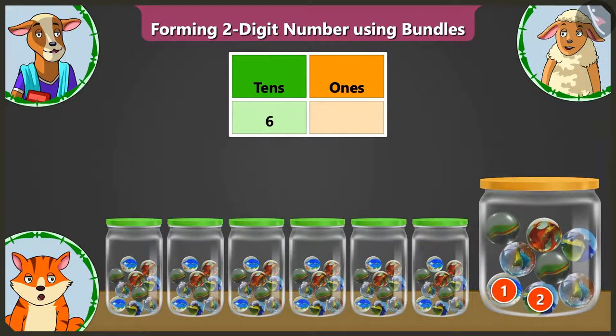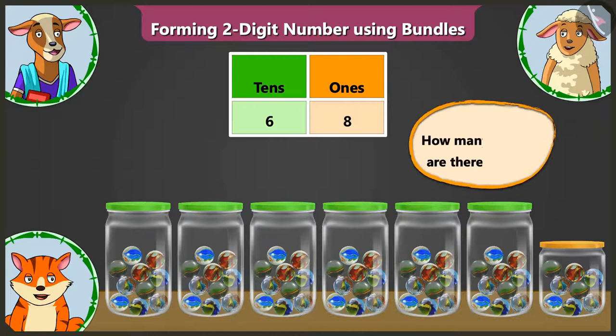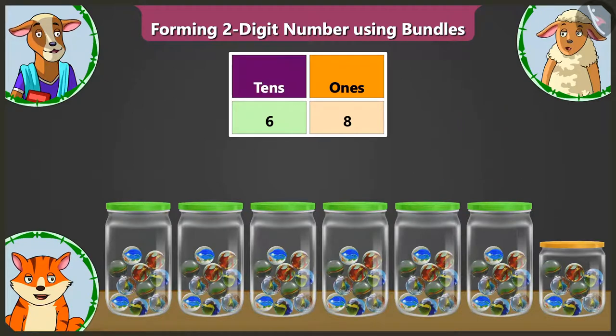Now in the 7th jar, we have put 1, 2, 3, 4, 5, 6, 7 and 8 marbles. So, in the ones box, we have to write 8. Well done, Billy. But my question was, how many marbles are there in total? Here, in the tens box, there is 6, which means 60 marbles. And in the ones box, there is 8. That means there are 8 marbles. That is why there are 60 and 8, 68 marbles in total.